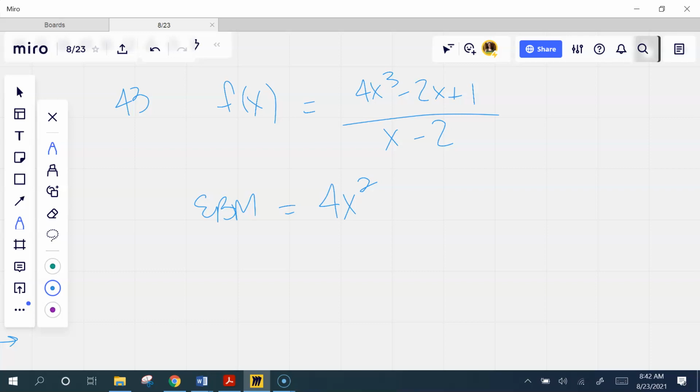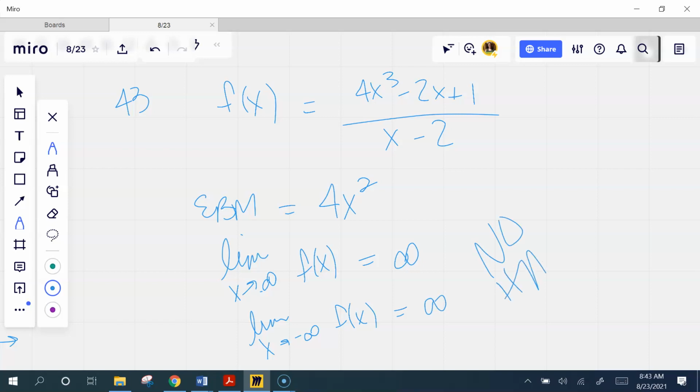It's a parabola. It's going up. So the limit as I go to infinity is infinity. How about the limit as I go to negative infinity? It's still infinity, which means I have no. And Van, if you think back, and Katie, to your rational functions, it's top heavy. And do you remember what happens when it's top heavy? No is the answer. There are no horizontal asymptotes.